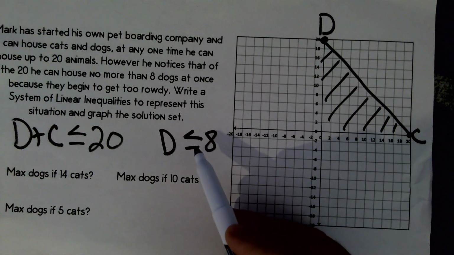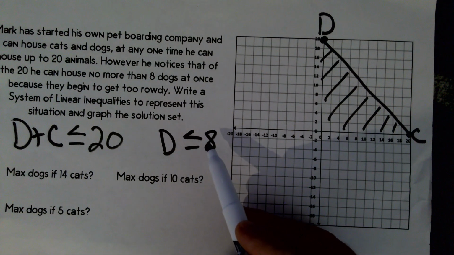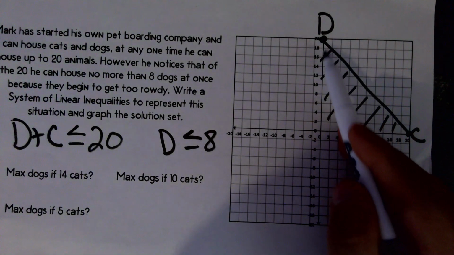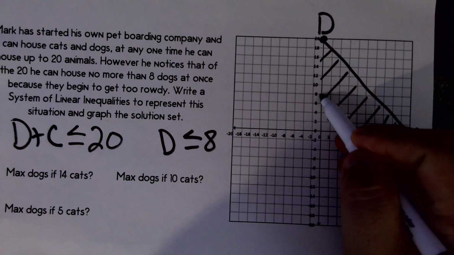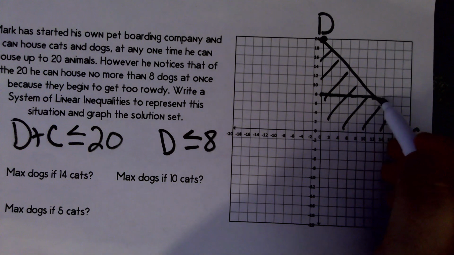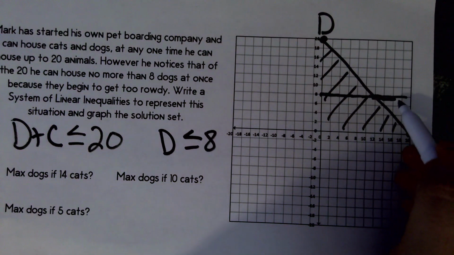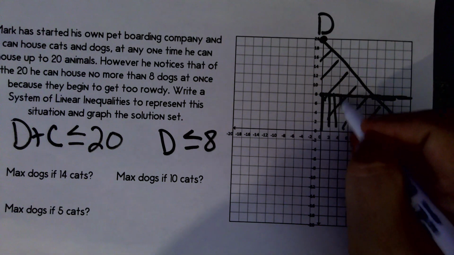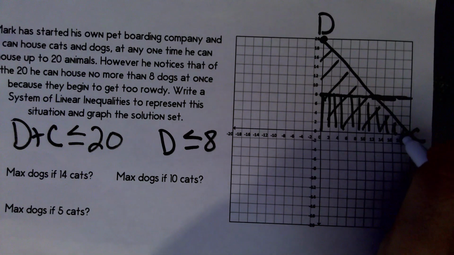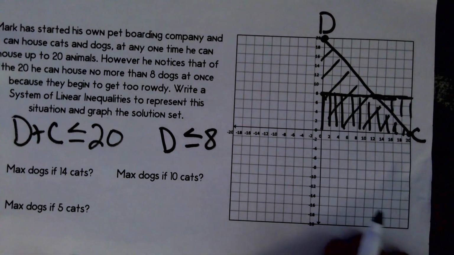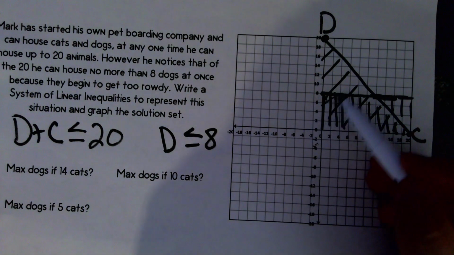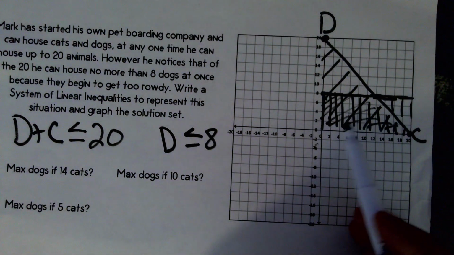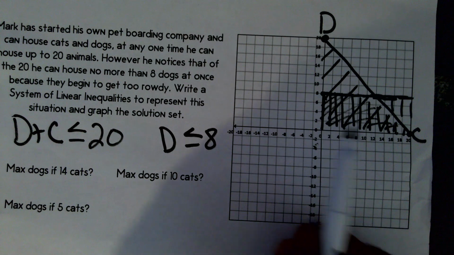Our second inequality is dogs less than or equal to 8. So we're actually going to go over here to 8 and draw a horizontal line through 8. It says less than, so I'm going to shade down as well. All right, so where they overlap are the number of cats and dogs you can have.